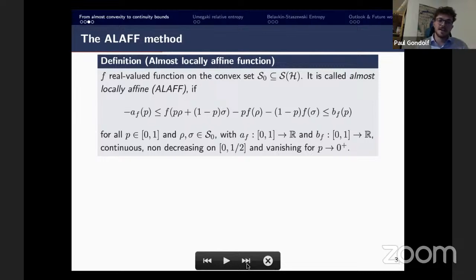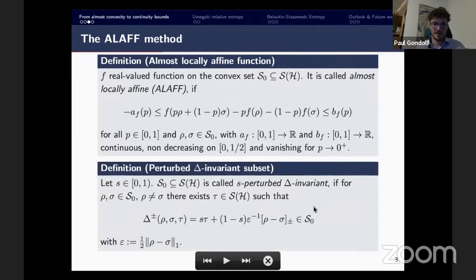The first definition is the definition of an almost locally affine function. Take f to be a real valued function on the convex set S0. Here S(H) is the set of quantum states on the Hilbert space H. And then f is called almost locally affine if it satisfies this inequality. So it looks locally like an affine function. These corrections here, a_f and b_f, we require them to be continuous, non-decreasing on (0, 1/2], and they should vanish for p to 0. And also something that is remarkable in comparison to the almost concavity: in this case, these functions are independent of the states involved. So this is a way stronger property than the almost concavity.